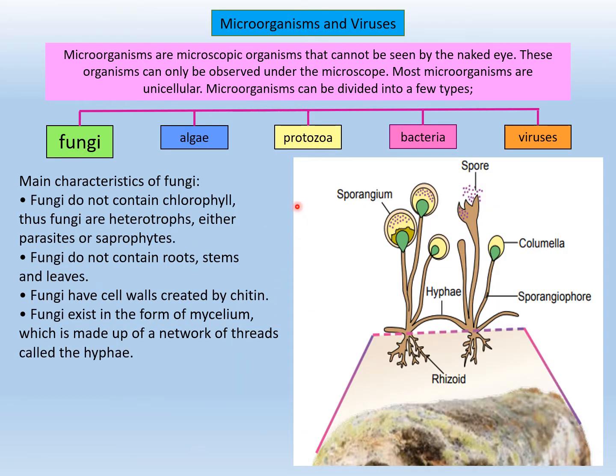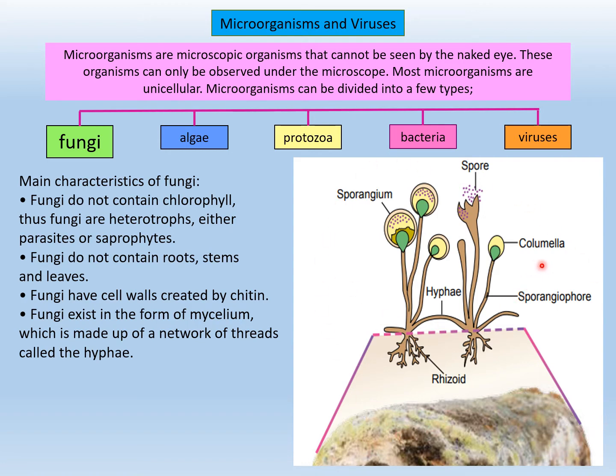Fungi. Main characteristics of fungi. Fungi do not contain chlorophyll. Fungi are heterotrophs, either parasites or saprophytes. Fungi do not contain roots, stems, and leaves. Fungi have cell walls made of chitin. Fungi exist in the form of mycelium, which is made up of a network of threads called hyphae. This is hyphae.